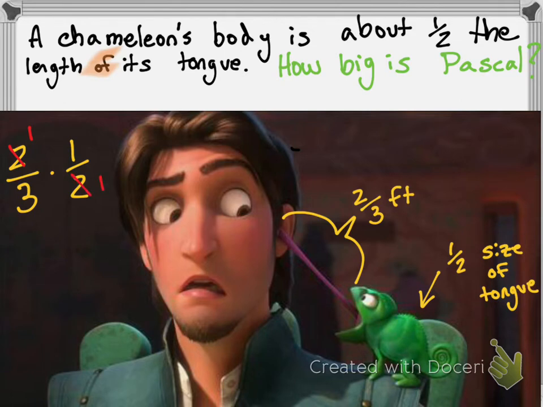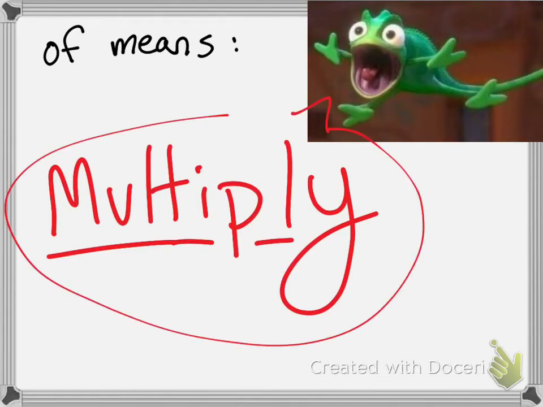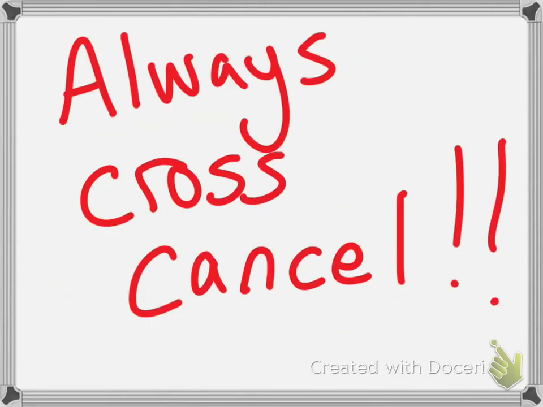And then I multiply across. 1 times 1 is 1. 3 times 1 is 3. And let's think about that. Doesn't it make sense that half of 2/3 is 1/3? Exactly. As we said, of means multiply. But you always need to cross cancel.